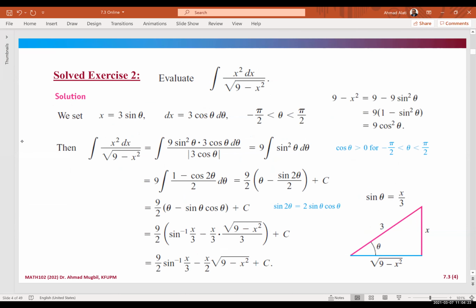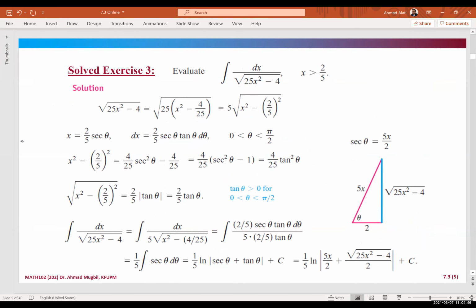Now here you have 9 minus x squared, so use this substitution. x equals 3 sine theta. And don't forget to find dx. The radical will be in terms of cosine because it is positive, and so on. Substitute back. When you have a double angle, use the identities. You use the trigonometric identities to help you to go back to the original variable. When the coefficient of x squared is not 1, take it as a common factor, and then use your substitution.